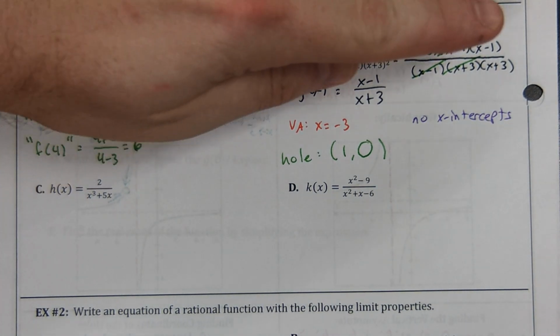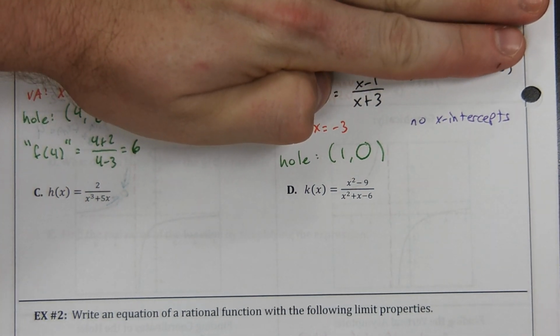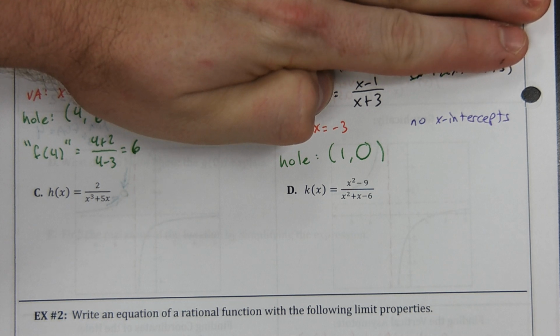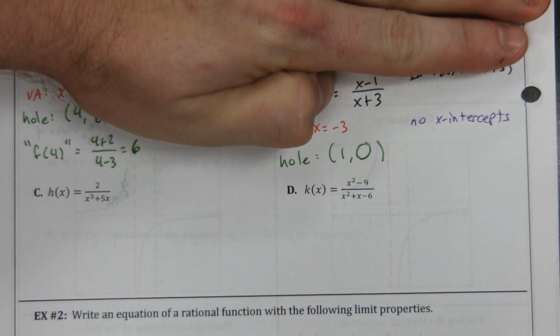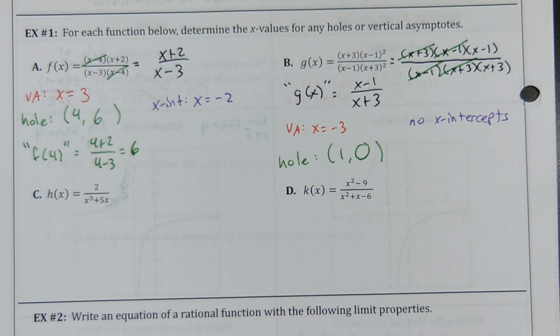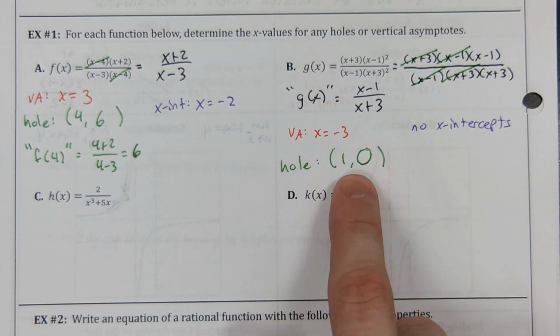Let's just be really clear about this. If this was the original function, yes, it has an x-intercept at 1, 0. Yes, it does. But you have prior knowledge of this function, and you know that x equals 1 used to make the denominator equal 0. That means the graph can't exist there. It's literally a hole in the graph.